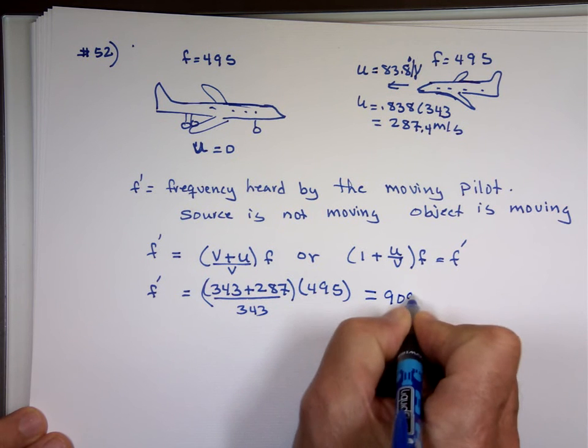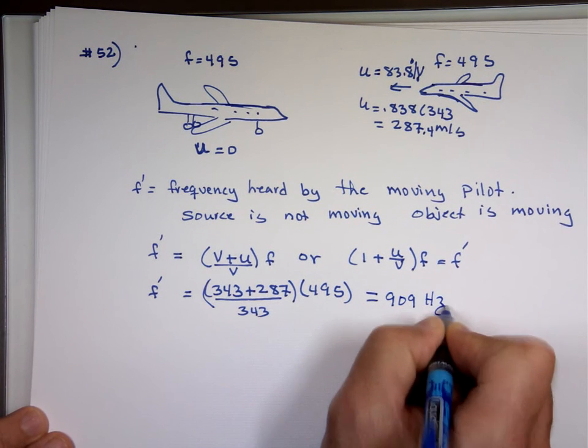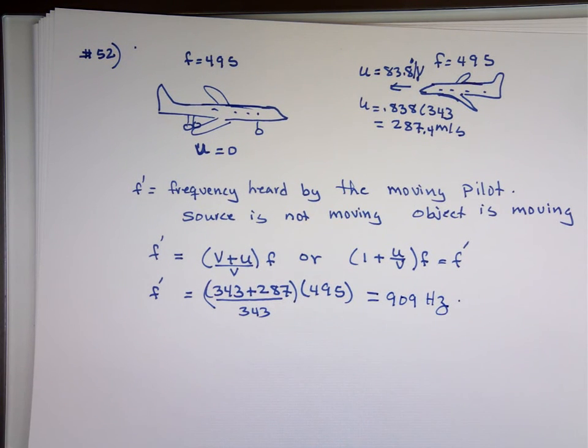Let's see if that's correct. 909. Does it say how many decimal places? It doesn't. 909. Submit. Correct.